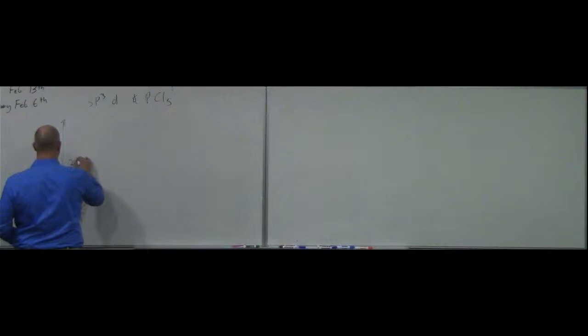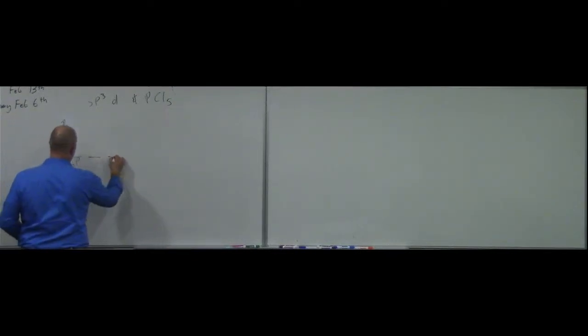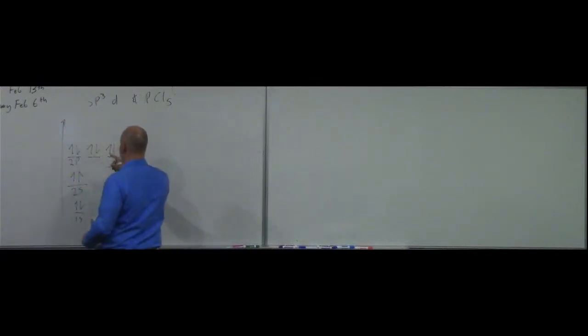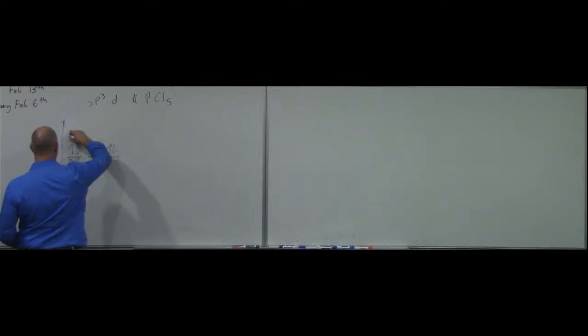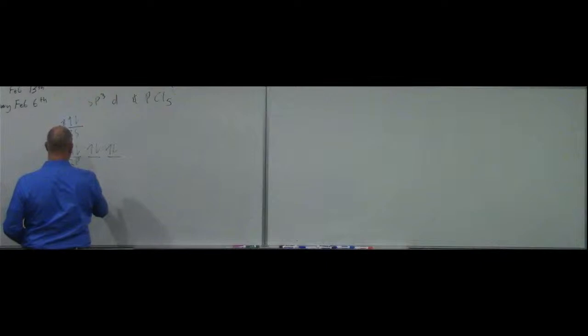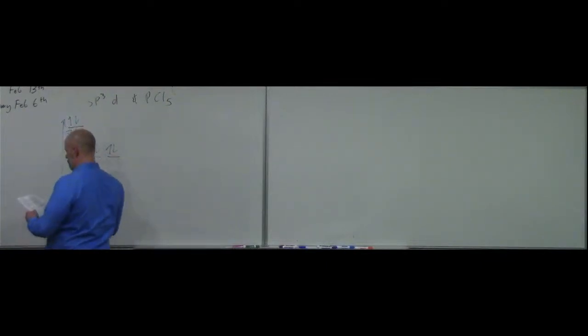we got 1s, we got 2s, we got 2p, we're up to 2, 4, 6, 8, 10. Now we're going to go 3s. 3s. 2, 4, 6, 8, 10, 12. And then 3 more.